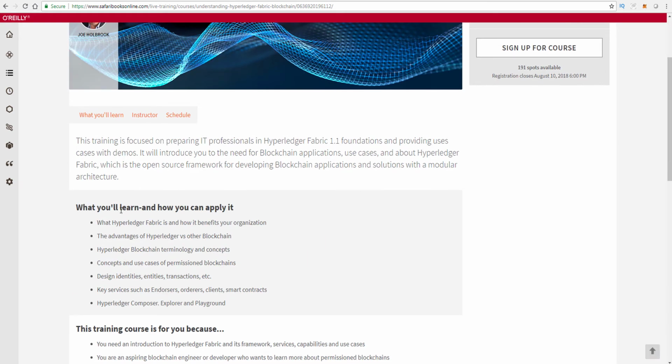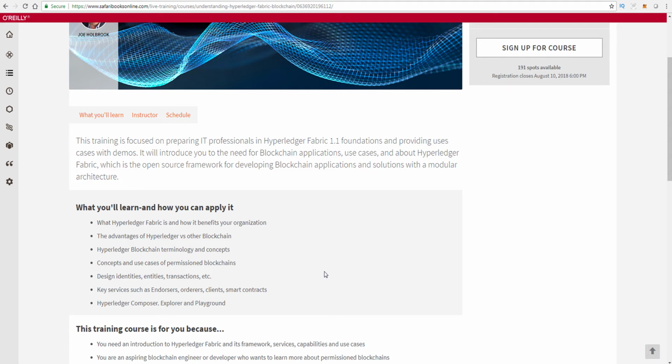We're going to go ahead and talk about the terminology, the concepts. We'll talk about why Hyperledger has advantages over other blockchains. We're going to talk about concepts and use cases and identities and transactions and just about anything that you'd want to know at a high to mid level, especially if you're a pre-sales engineer or a systems engineer, more focused on selling solutions. This is going to help you understand why your customers may want to talk about blockchain, but also Hyperledger Fabric specifically.